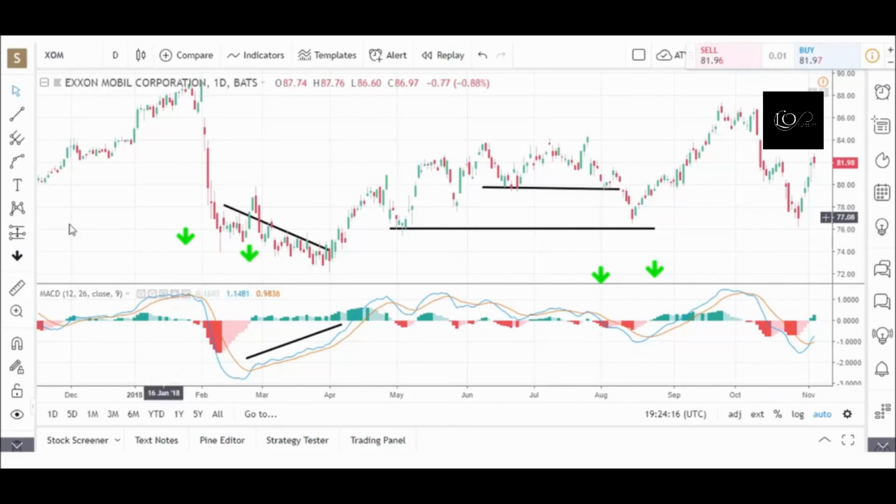We had another sell signal in our MACD, which was overbought at this point. So this sell signal would have told us to tighten up our stops, and then we see the stock fall off again, and now we're in a buy signal in the MACD right now. So that's the MACD combined with support and resistance in the stock of ExxonMobil.